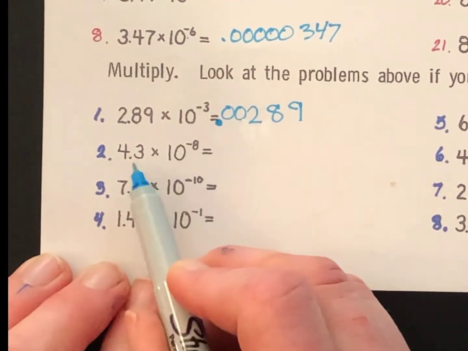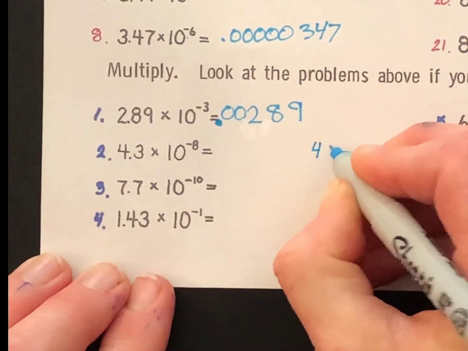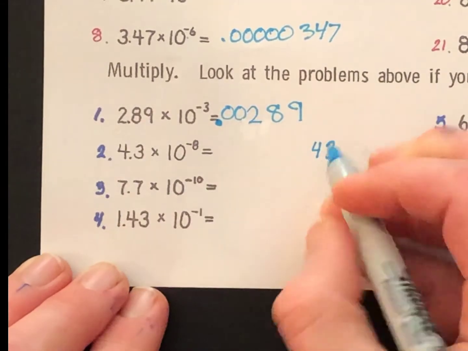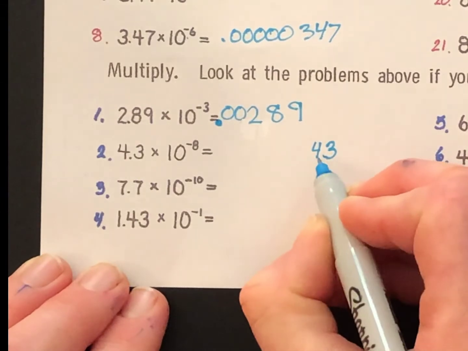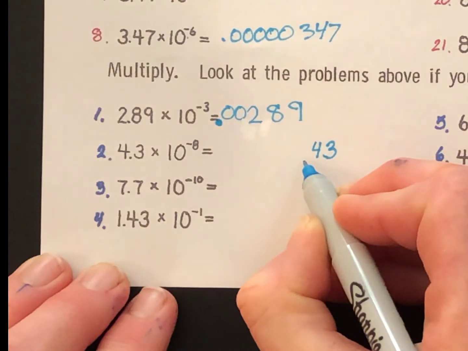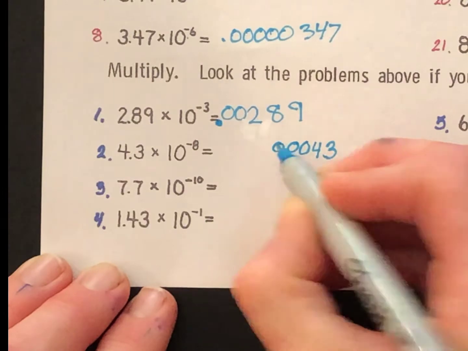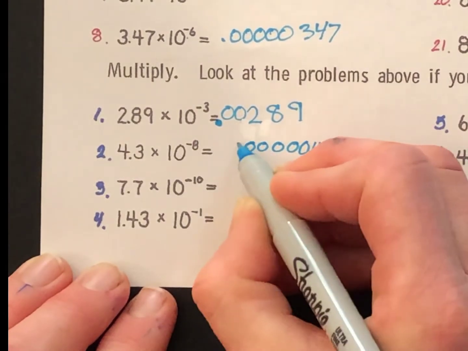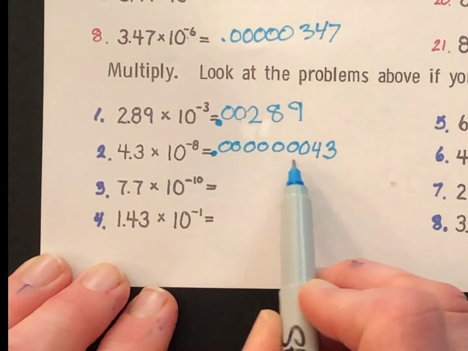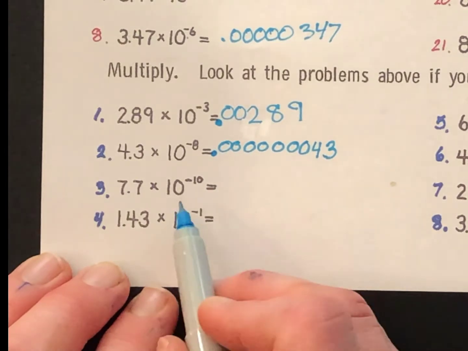Oh, wow. 10 to the negative 8th. So I'm going to put my 4 and 3 way over here so I have room for lots of zeros. I'm going to move it over 8 places. So I start here, and I go over 1. I ran out of digits, so I'm going to do zeros. 1, 2, 3, 4, 5, 6, 7, 8. There's my decimal. So I ended up with 7 zeros. Wow, that is a very small number.